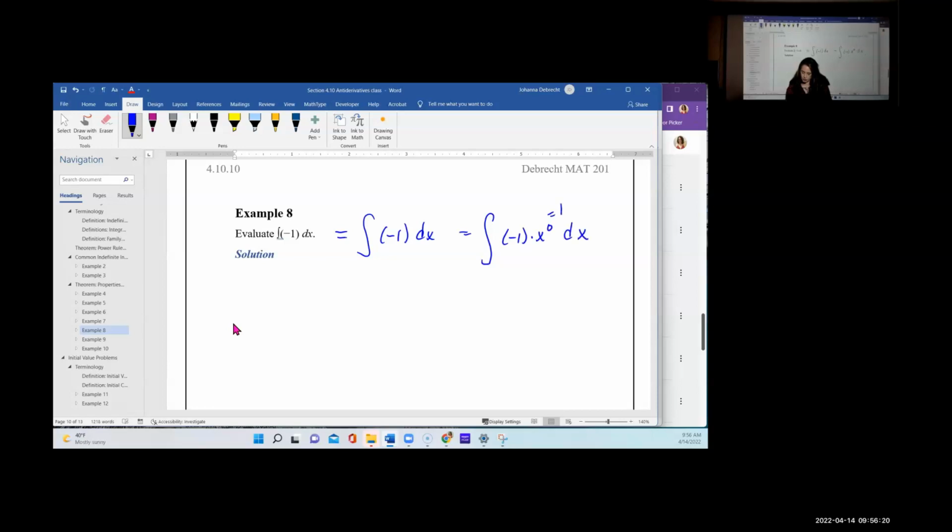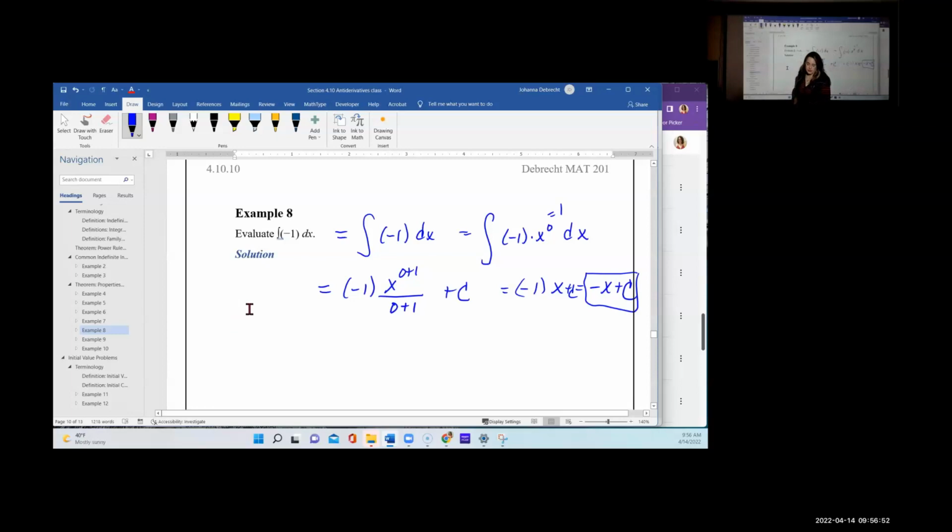And then you can do the power rule on it, which gives you -1 x to the 0 plus 1 divided by 0 plus 1 plus a constant, which gives you -1 times x. Or you can just write it as -x plus a constant. Right? So don't get weirded out if it's just a constant with the differential. It just becomes the constant times x, or whatever the variable of integration is.